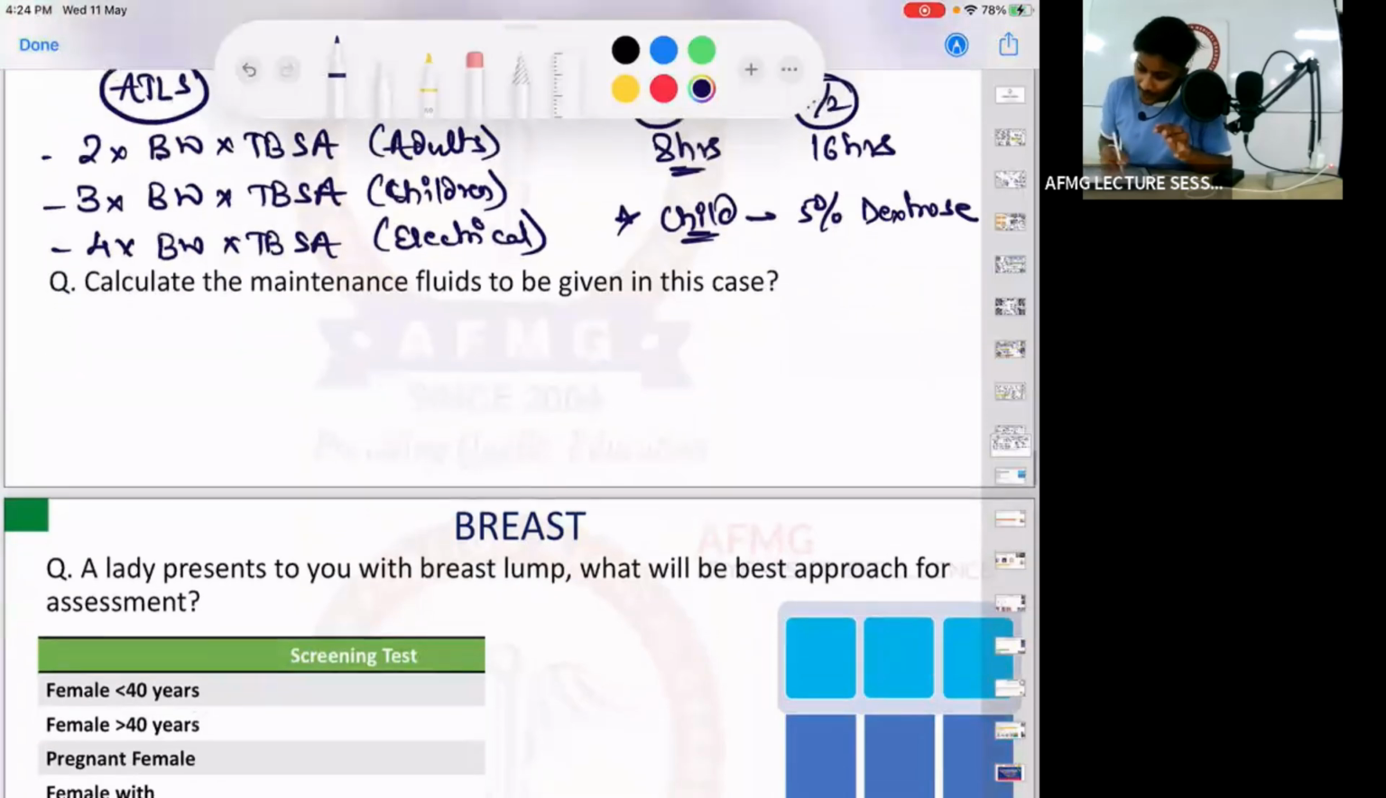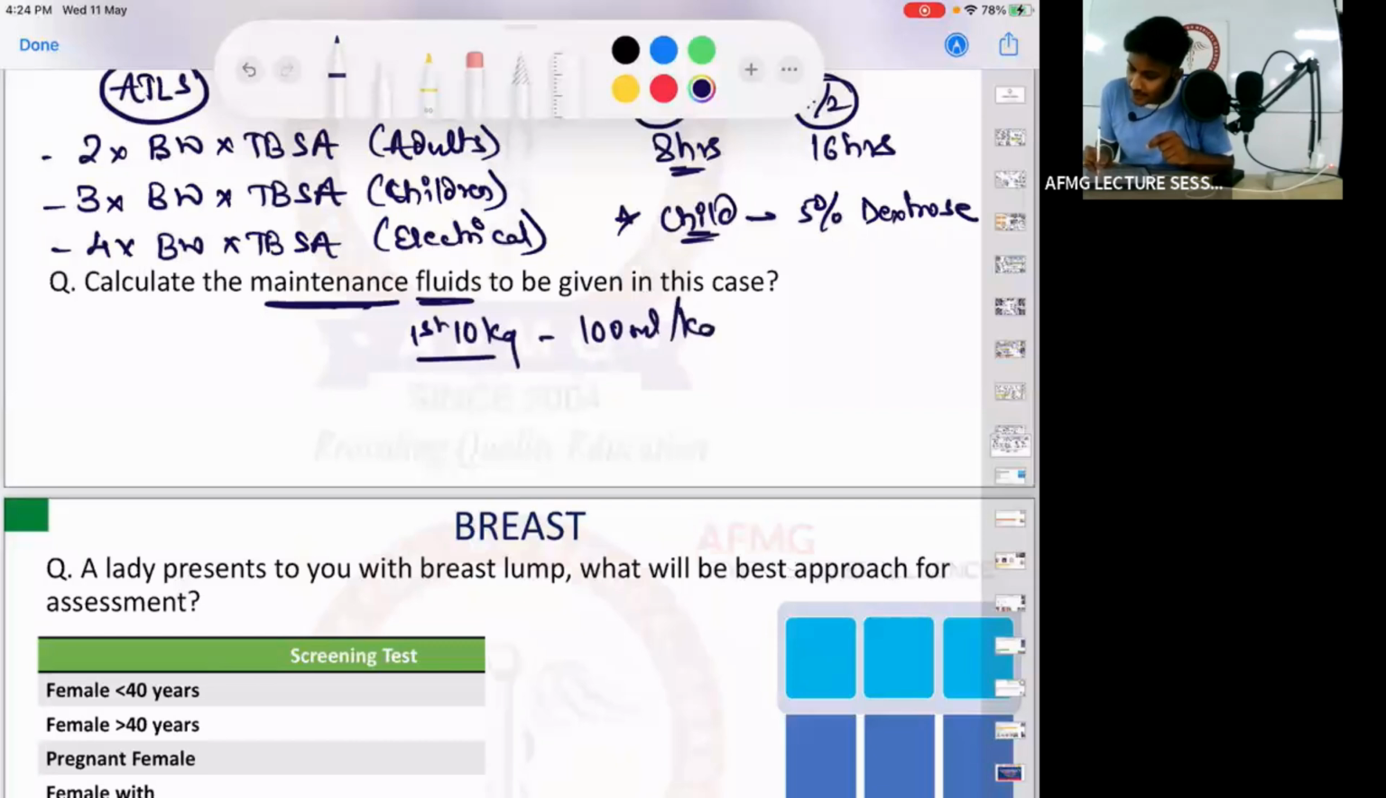Okay. Calculate the maintenance fluid. This was the resuscitation fluid which was given. For maintenance fluid in this case, how much does the child weigh? 20 kg. What is the formula for maintenance fluid? First 10 kg, 100 ml per kg. Next 10 kg, 50 ml per kg. Over 20 kg, it would be 20 ml per kg.